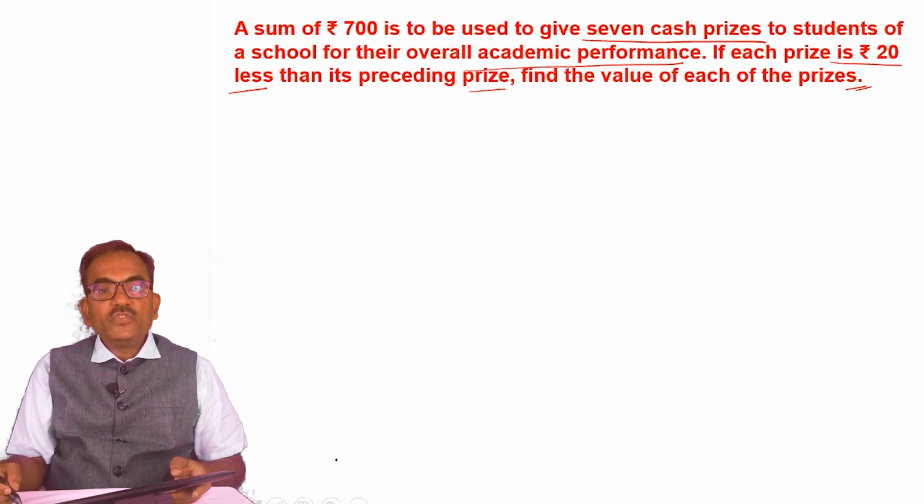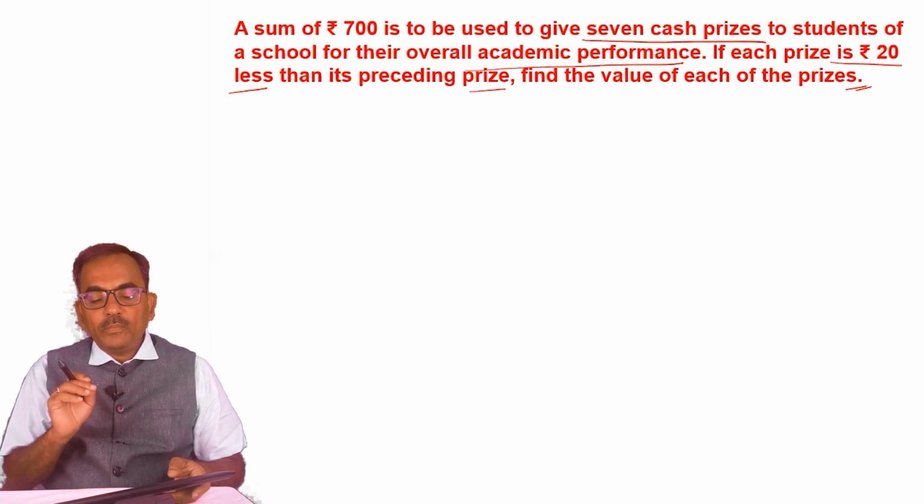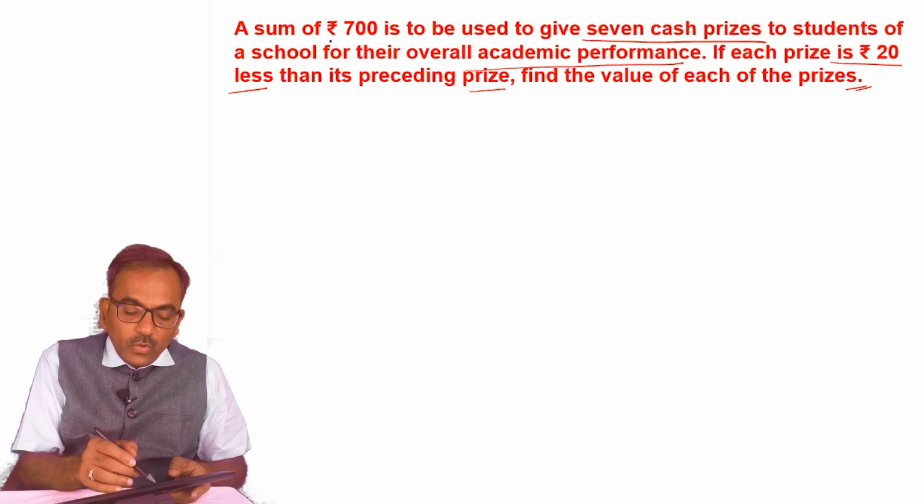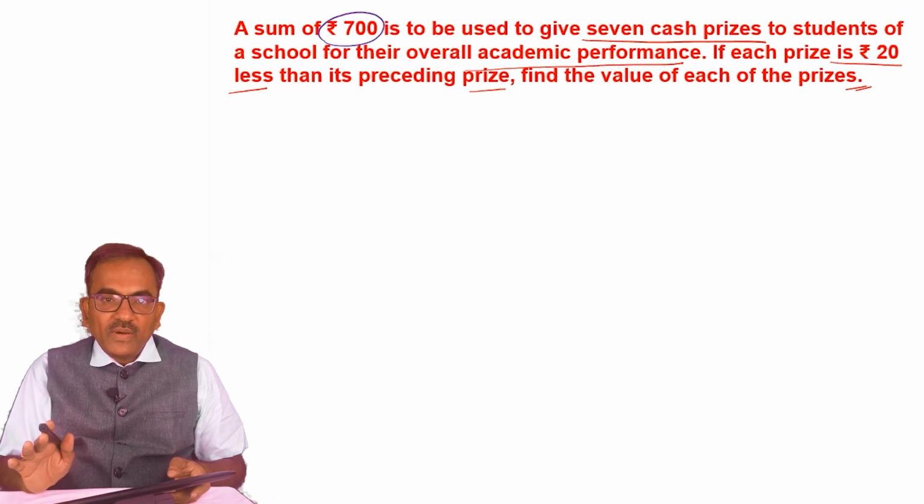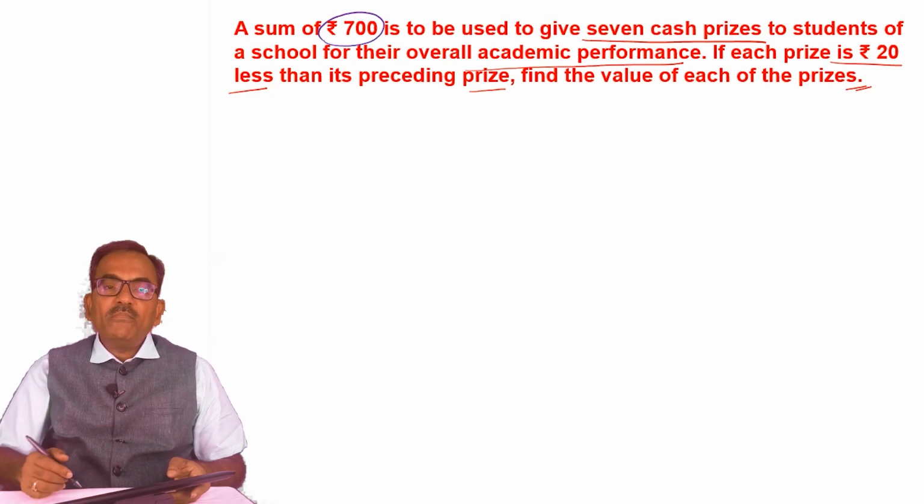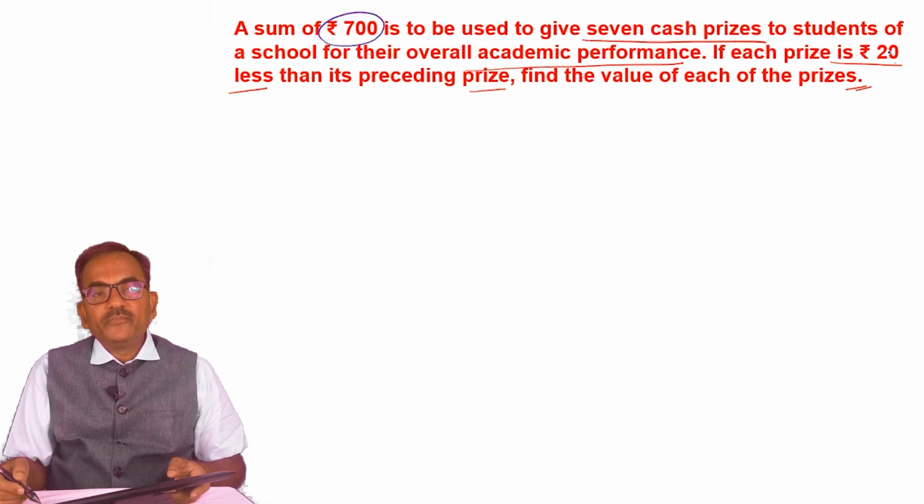So, we have a typical situation of the school here, wherein the school has decided to give 7 such prizes and each prize differs from the previous one by rupees 20, and the total amount allocated for all the 7 prizes is 700. Had it been equal, then the prizes would have been 100 each. But the question is, we need to find the prize money in such a way that the difference is 20.